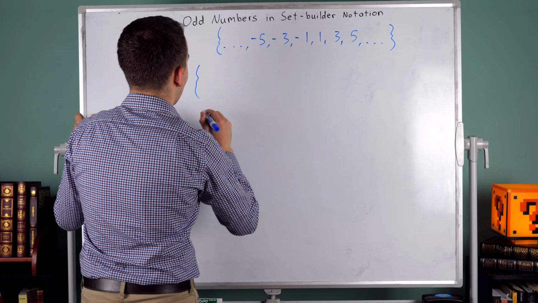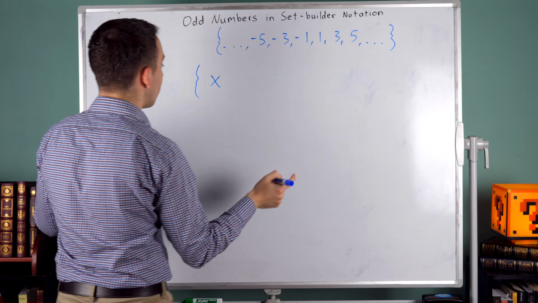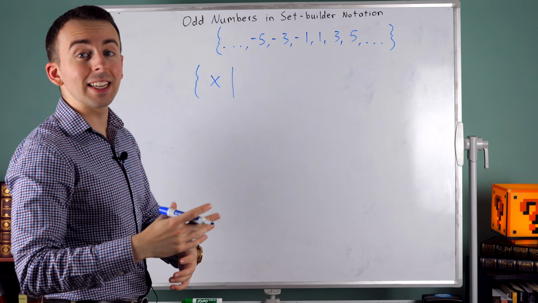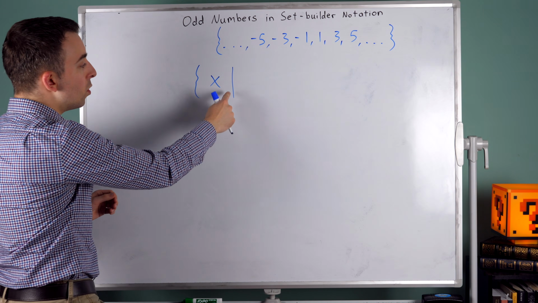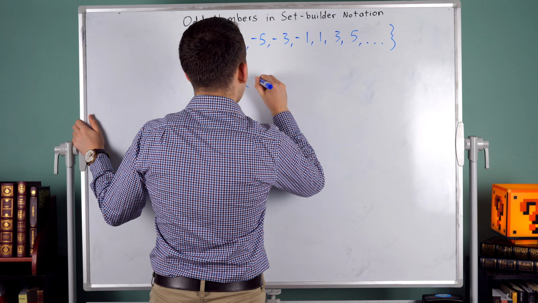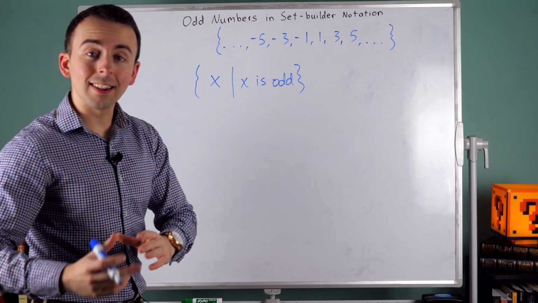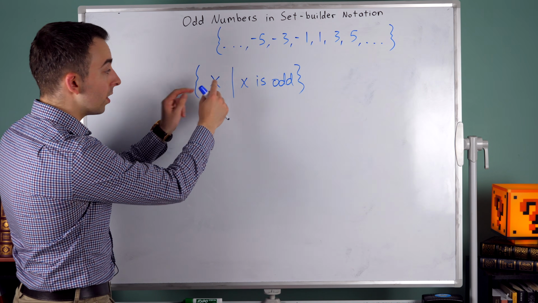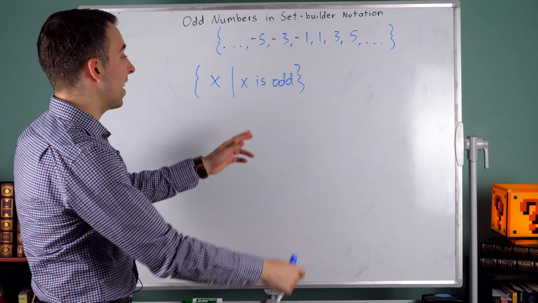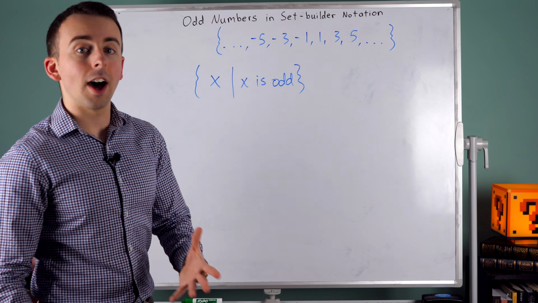Well, the most basic way, I would say, to represent the odd numbers in set builder notation is like this. Just say we want all numbers x, and then we separate this from the condition that we're going to specify using either a bar or a colon. So we'll say we want all numbers x such that x is odd. It's as simple as that. On the left, we say we want all numbers x, separate this from the condition, and on the right, we say that they satisfy the condition that x is odd. So this is the set of all odd numbers.